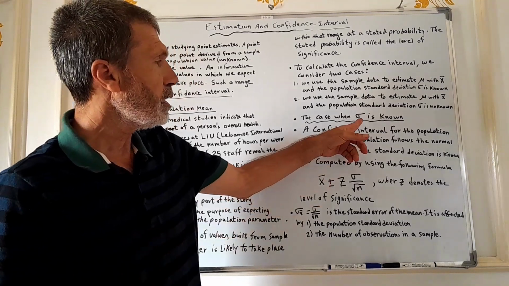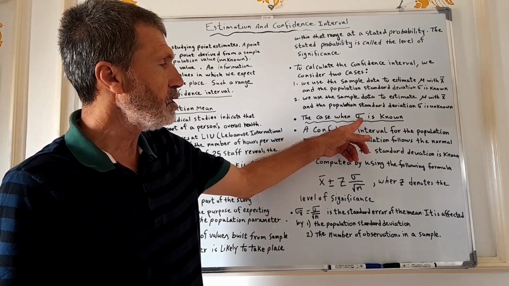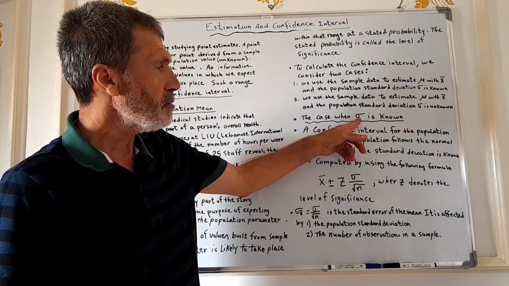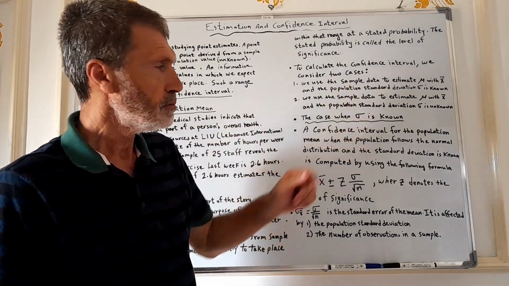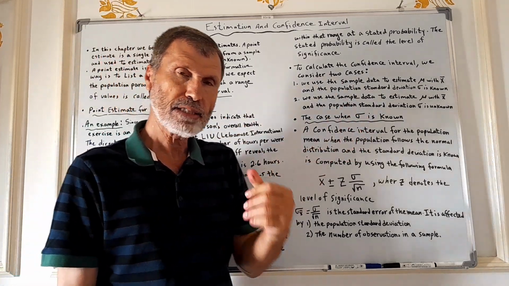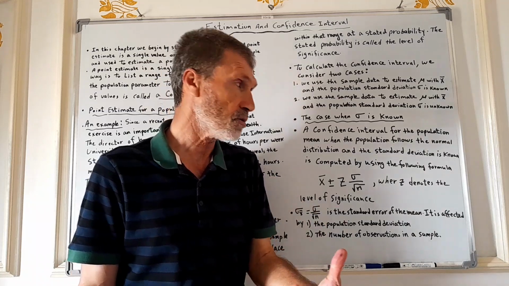Now, the case when the population standard deviation sigma is known. When sigma is known, that is, the population standard deviation is known.